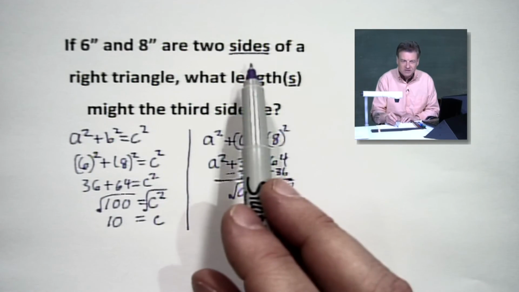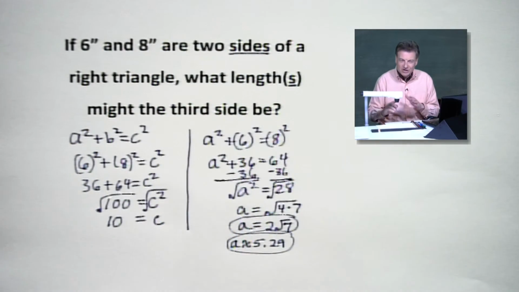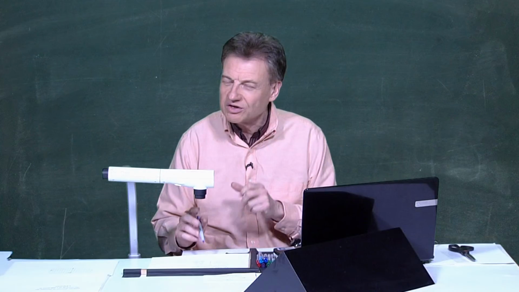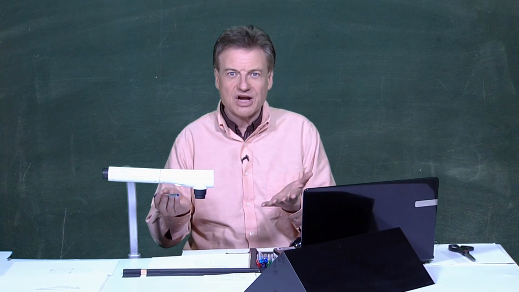But notice the open-endedness, 2 sides. You don't know whether it's the 2 legs or if it's a leg and a hypotenuse. You've got to take care of both.